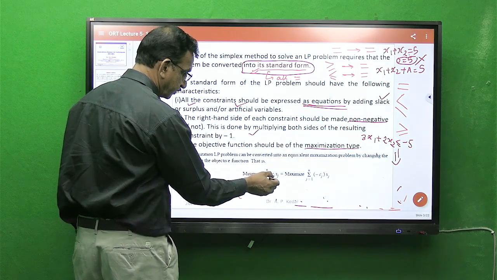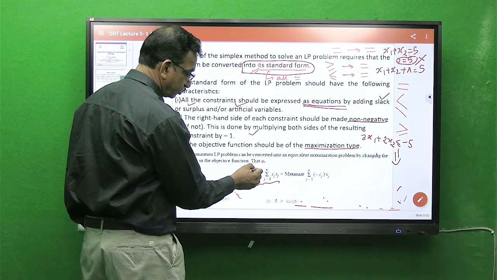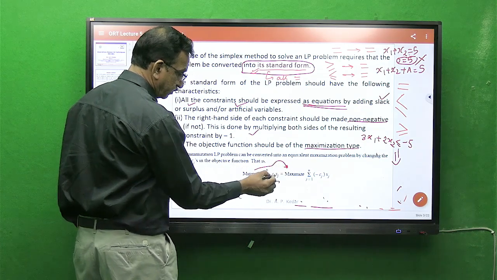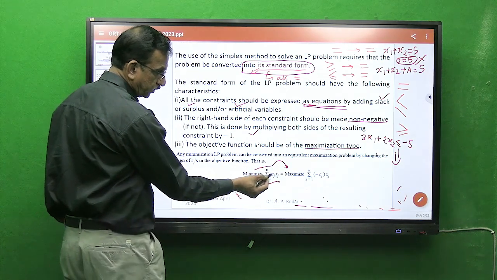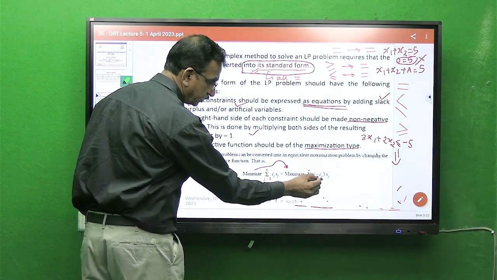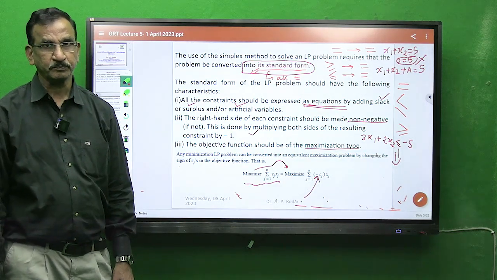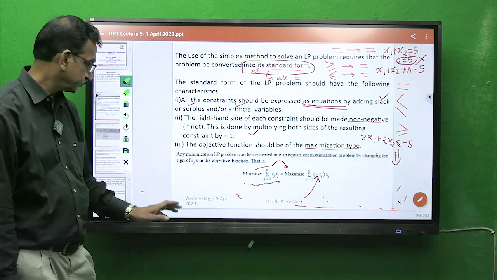If it is in this form, what is written? Maximize to minimize. What is the change? Here you can see Cj minus Zj. Here what is done is multiplication by minus sign. I think it is clear.